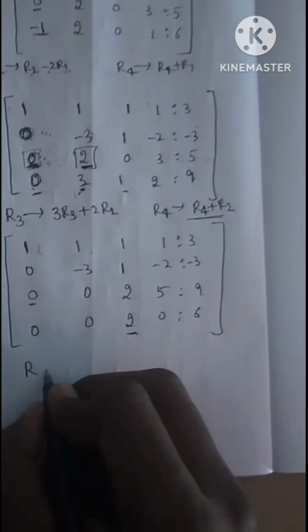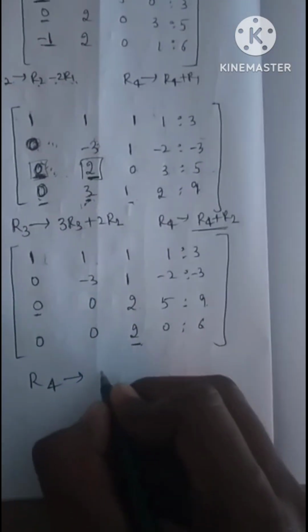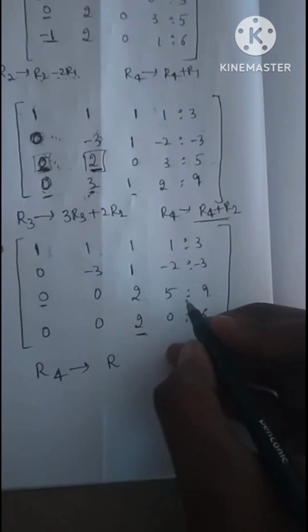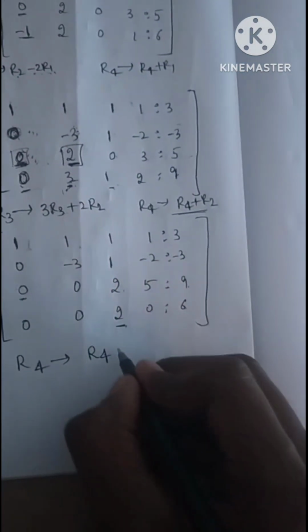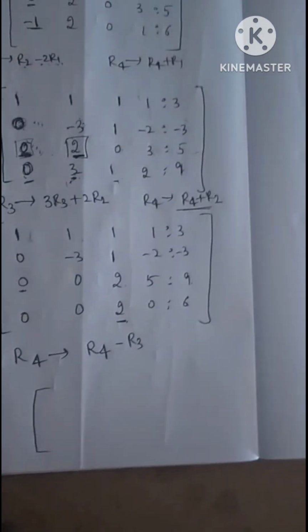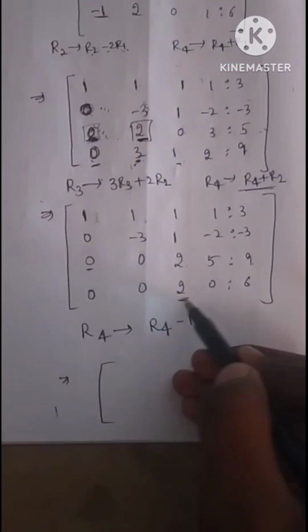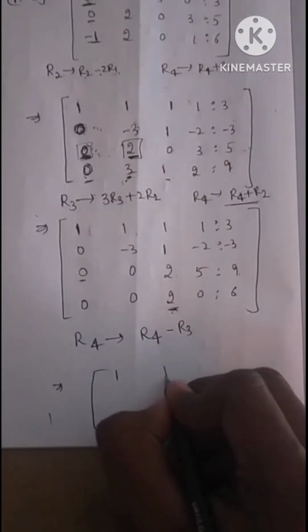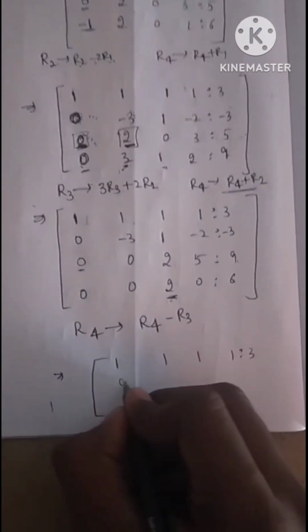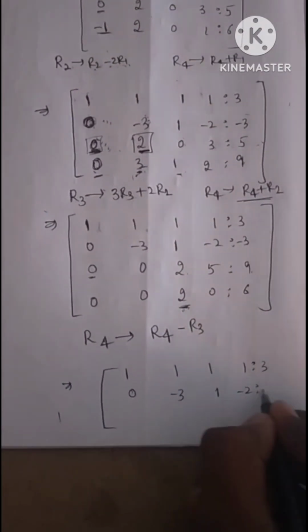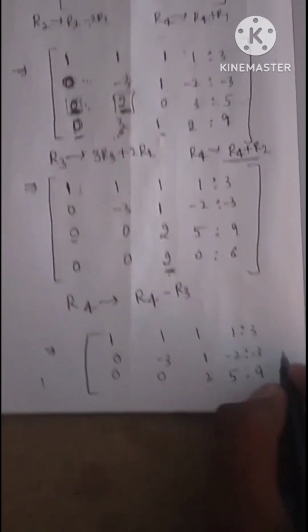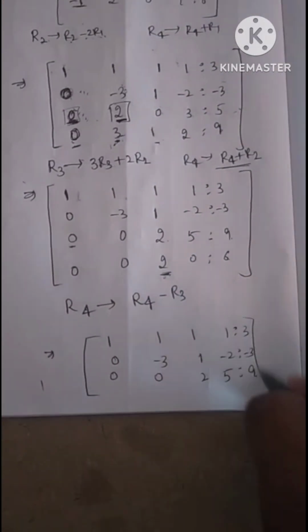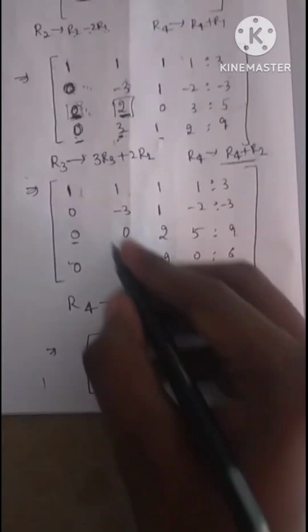So let us use this one. R4 tends to R4 minus R3, so that this becomes 0. Let us write all as same: 1 1 1 1 and 3, 0 minus 3 1 minus 2 minus 3, 0 0 2 5 9, and then R4 tends to R4 minus R3. So 0 minus 0 is 0. 0 minus 0 is 0.